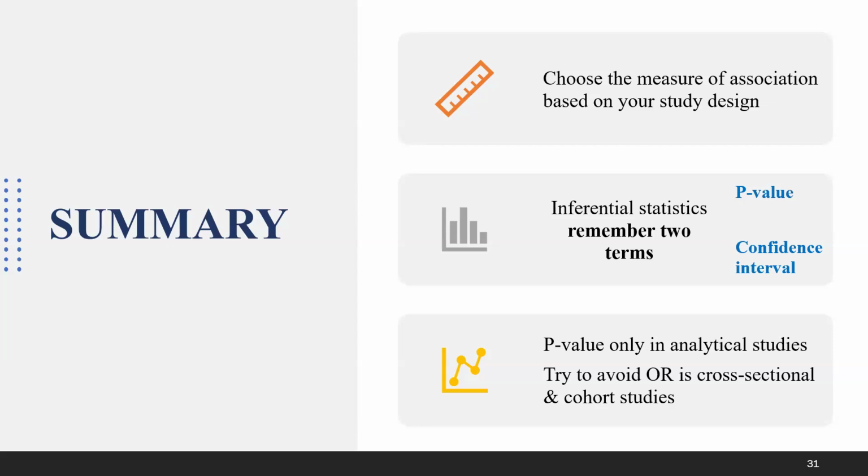Only prevalence ratio has to be used, because if we use odds ratio and the prevalence that we have calculated in that study is high, definitely we will be overestimating the risk. Okay, and if inferential statistics, we have to look for two things: one is p-value and the other is confidence interval.